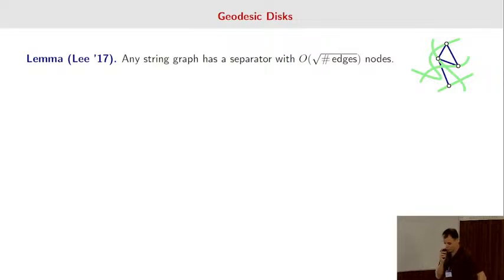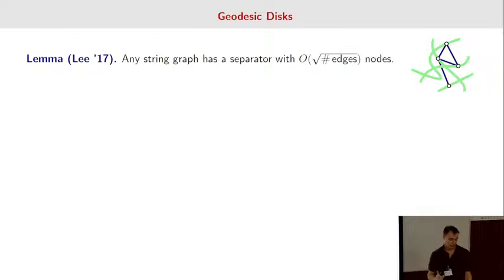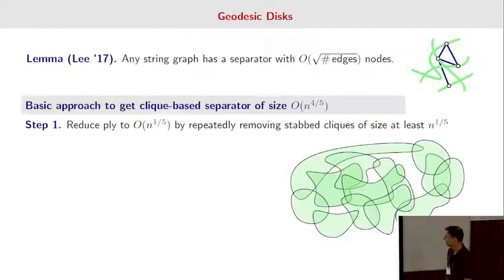And one of the tools that we will be using is that for a string graph, and a string graph is sort of a superset of all other intersection graphs, every intersection graph of connected objects is also a string graph, there you can have a normal separator whose size is square root of the number of edges. Okay, number of edges can be n squared. So first of all, it doesn't help you much, but we will use it because what we will do is we will get to a situation where the number of edges is small. And how do we do that?